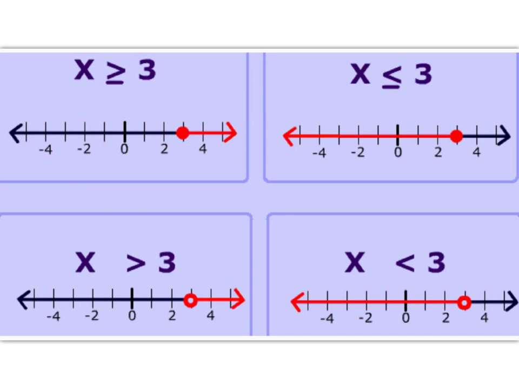If it's underlined, the circle is colored in, which includes the number. If the inequality is not underlined, the circle is open, which does not include the number. So that's the big difference between inequalities.